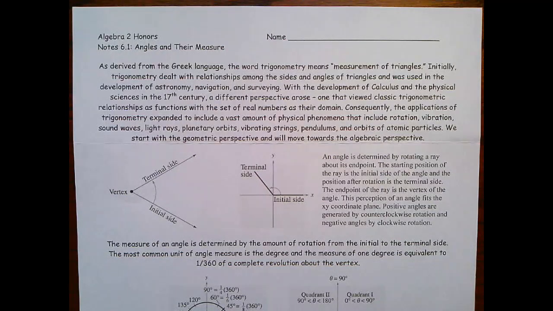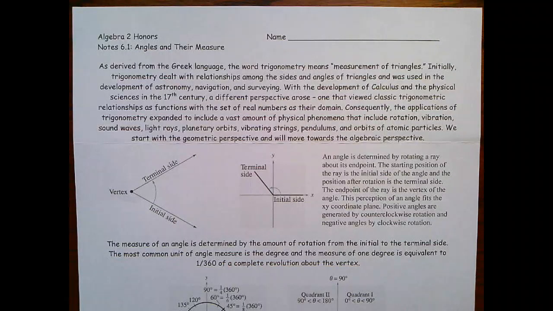With this development of calculus and the physical sciences in the 17th century, a different perspective arose, one that viewed classic trigonometric relationships as functions with the set of real numbers as their domain. So we know something about this as well. We know real numbers are all the numbers that we can think of on a number line, and their domain is the possible number of inputs.